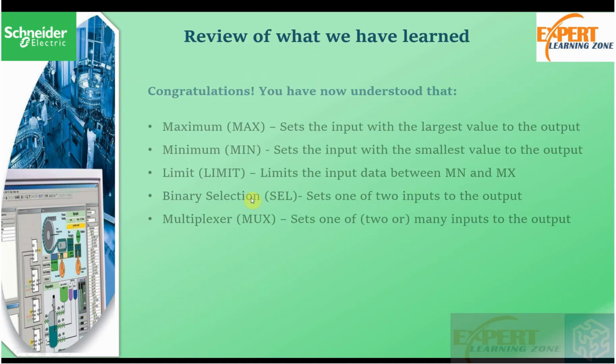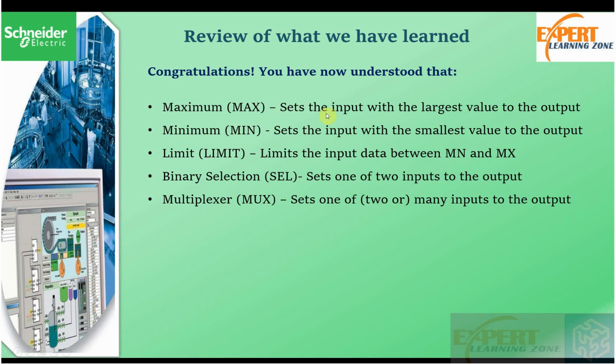All right, so let's review what we have learned. We have now learned the max function, which sets the input with the largest value to the output, the min function, which sets the input with the smallest value to the output, the limit function, which limits the data between the lower limit and the upper limit, and the binary selection, which sets one of the two inputs to the output based on the value of g. And we have the multiplexer, which sets one out of many inputs to the output.